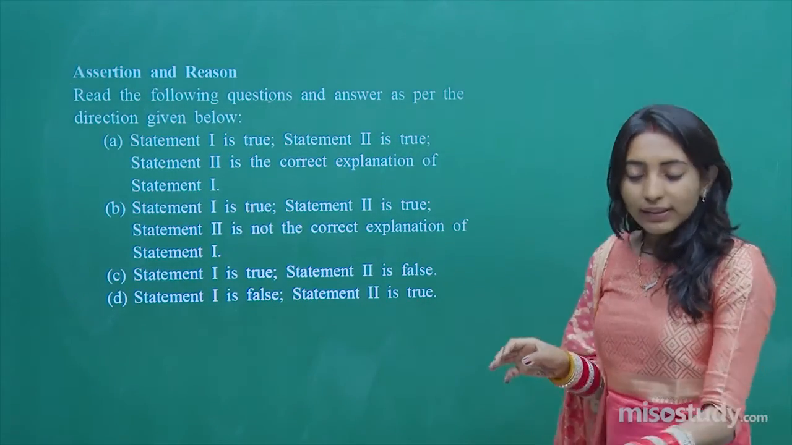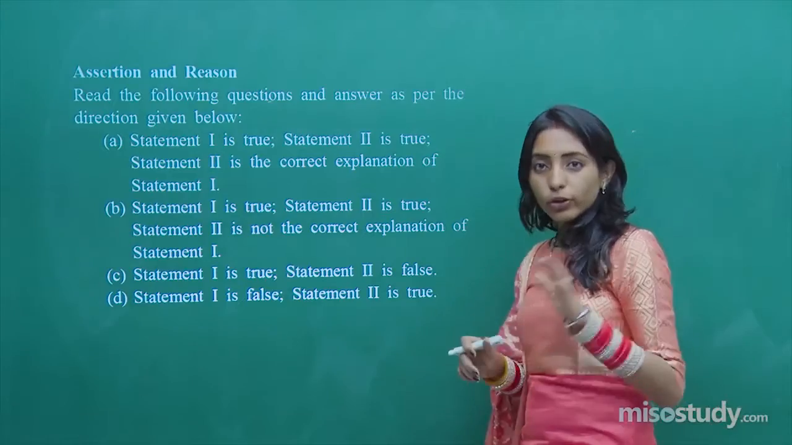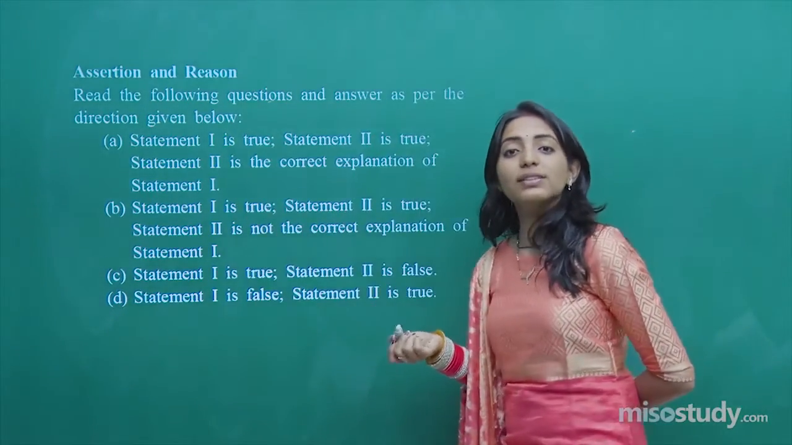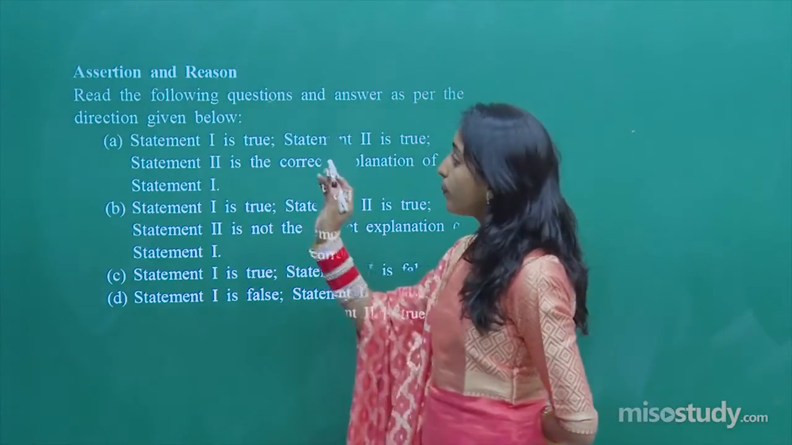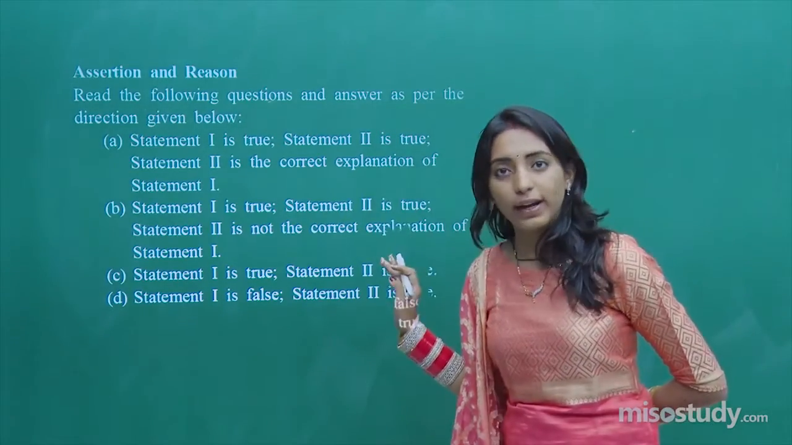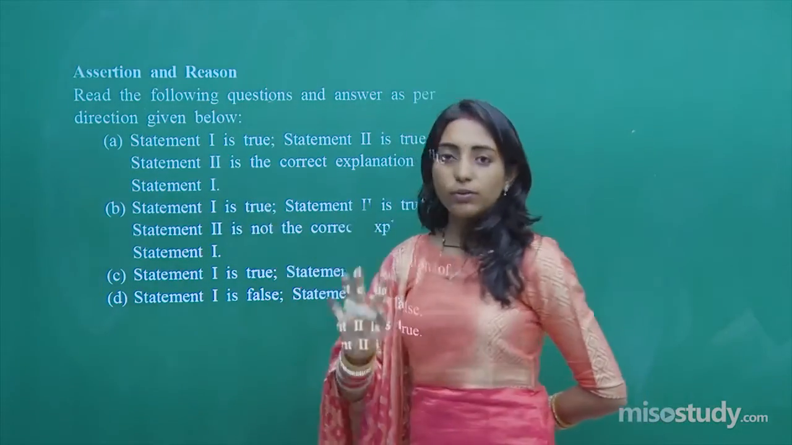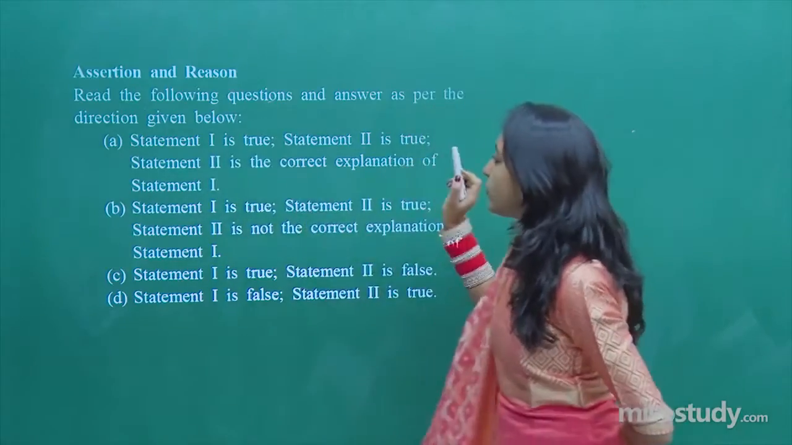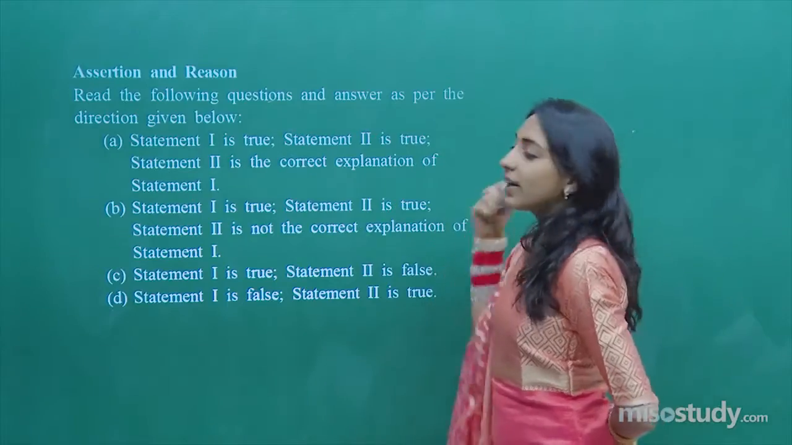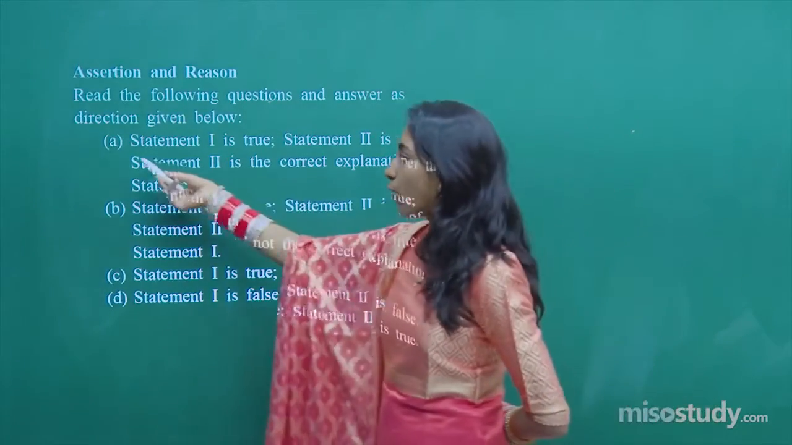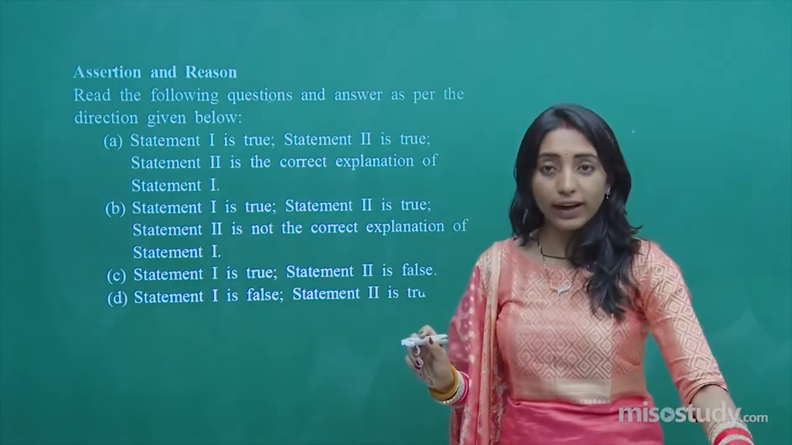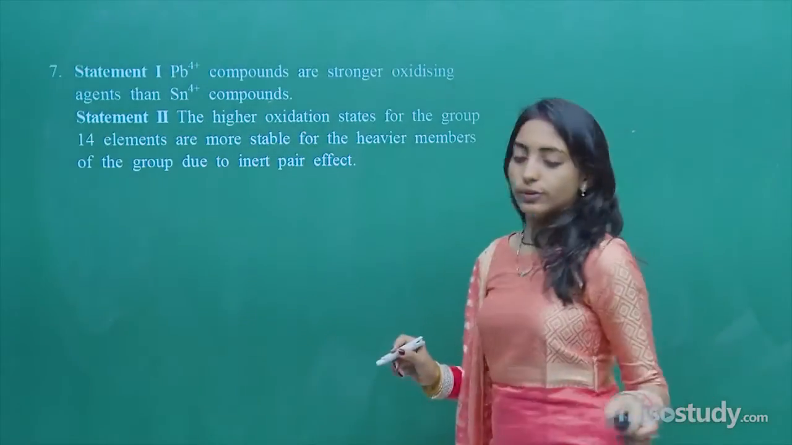So this is just the detail of what you will be getting in question 7. This is an assertion reason question. And as I have discussed these kinds of questions in earlier chapters also, you have to read the question and then answer as per the direction given below. The directions are: two statements will be given. If statement 1 is true and statement 2 is also true, and statement 2 is the correct explanation of statement 1, then you need to mark option number A, and the same goes for B, C, D. This you already know. Let me directly move on to the question.